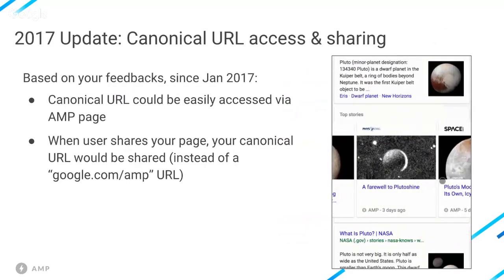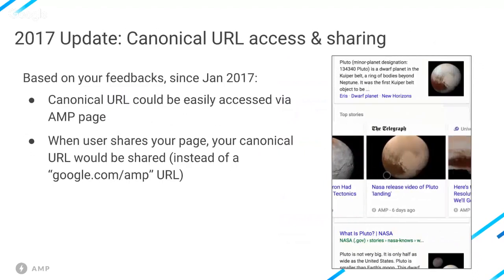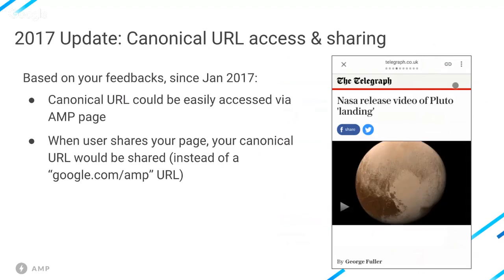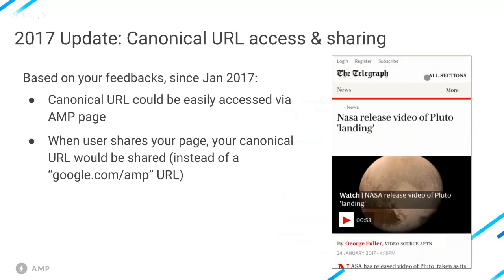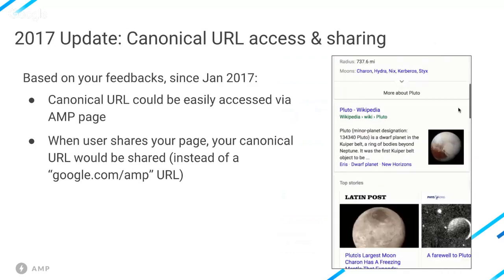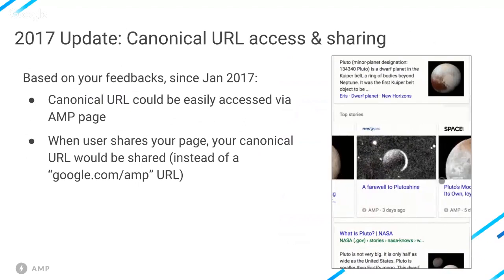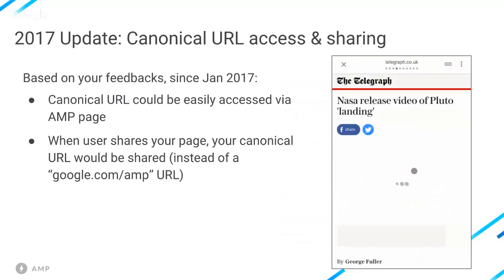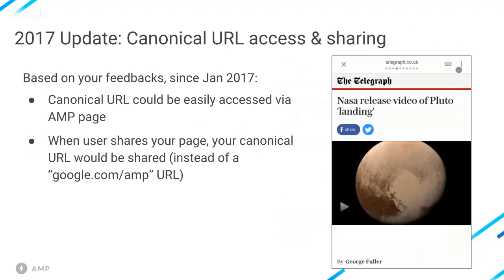And also, some of you were worried that AMP pages will take away your traffic, or you want to have more traffic on your canonical site. The good news is that number one, not only can you claim AMP traffic as your own traffic. Number two, Google makes it really easy for people who land on AMP pages to go quickly to your canonical site. Since January last year, the canonical URL can be easily accessed via AMP pages. And when users share your AMP page, instead of sharing the AMP pages, they will automatically copy paste the canonical URL.